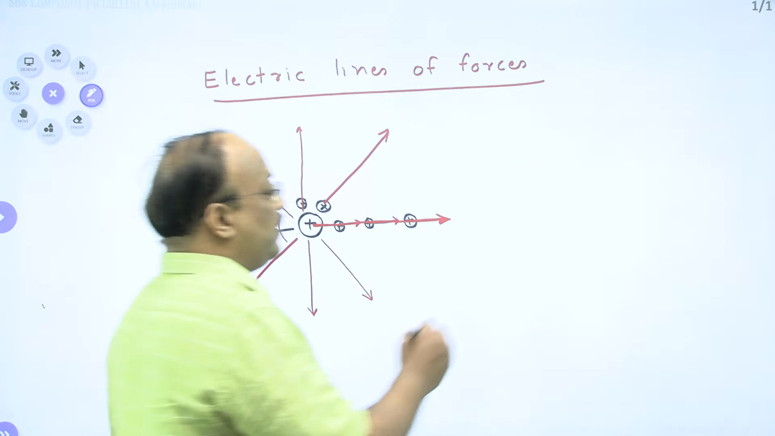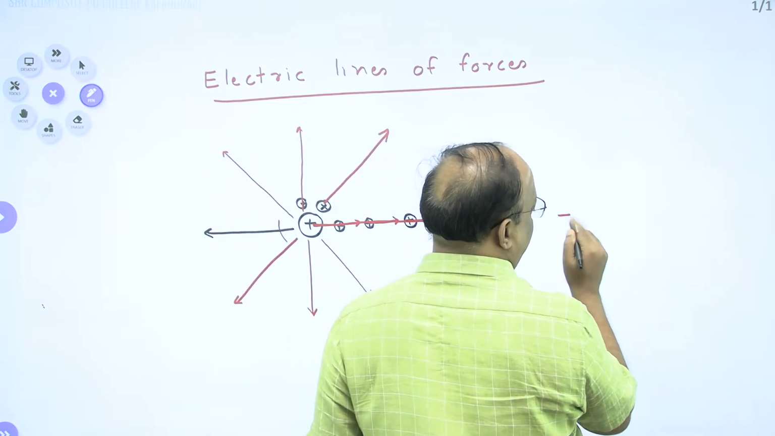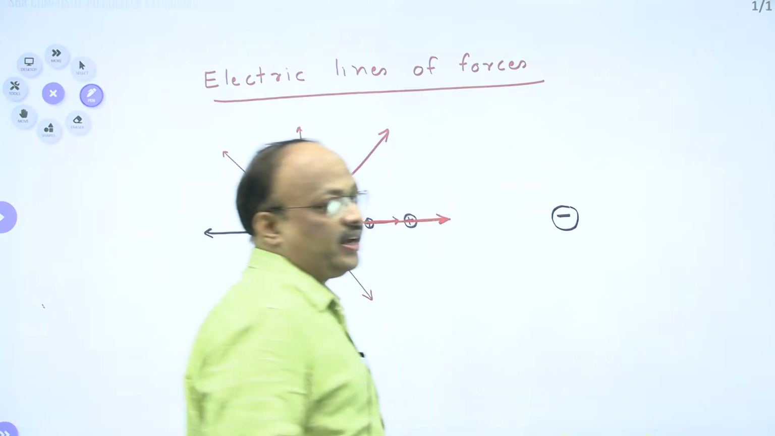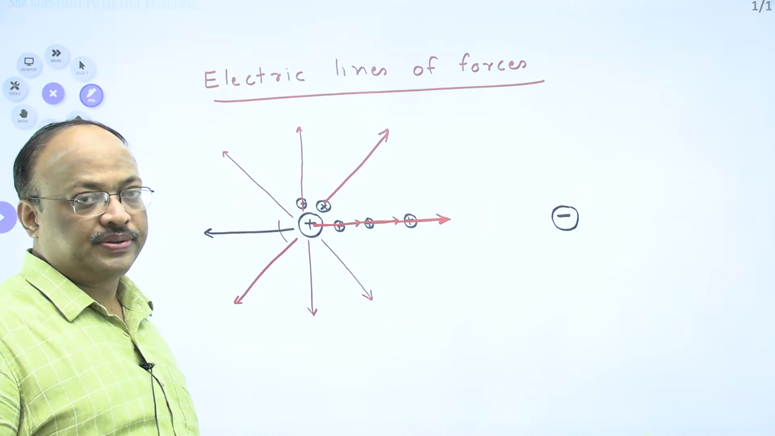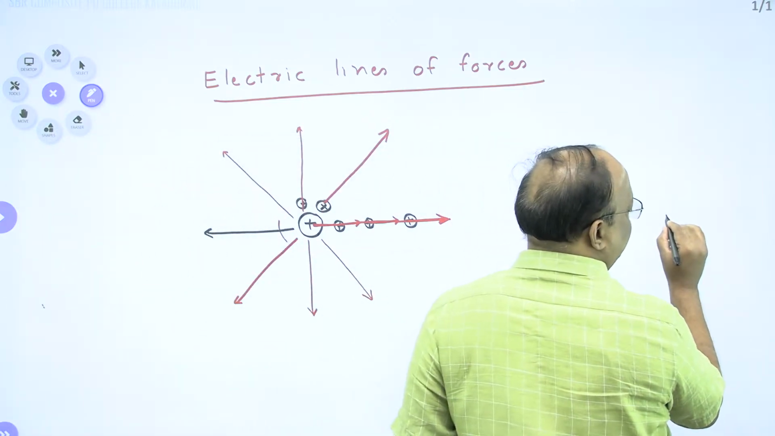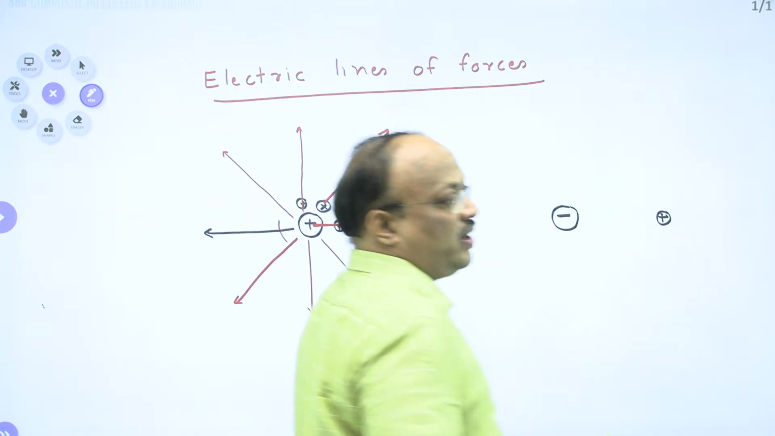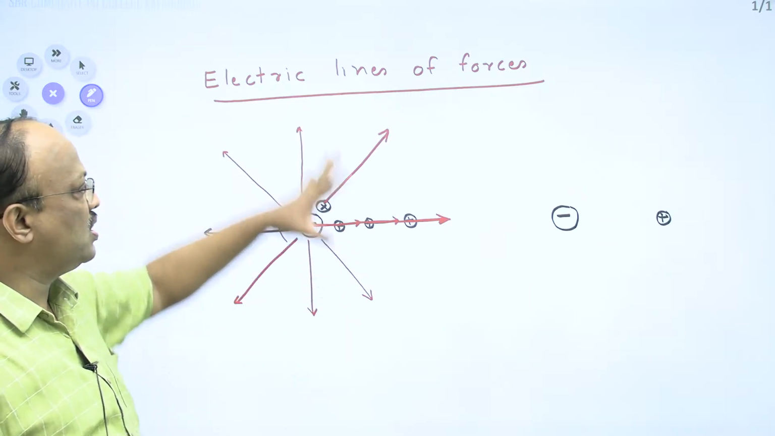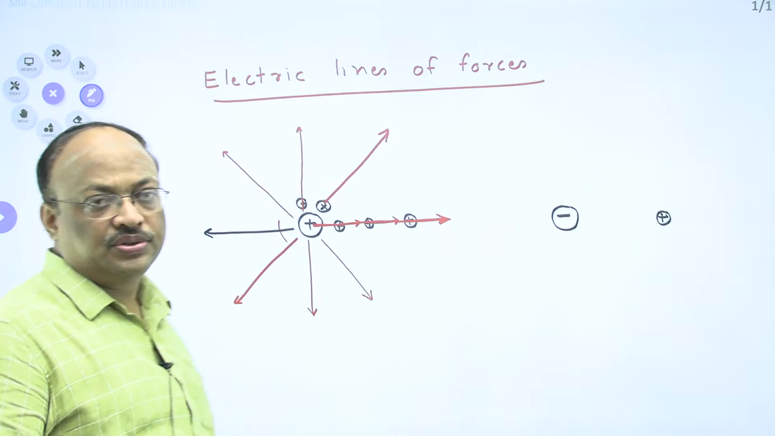Okay, if it is a negative charge, an isolated negative charge, with no other charges present close to it, we keep a very small unit positive charge. We always use the positive charge to draw the lines of forces.